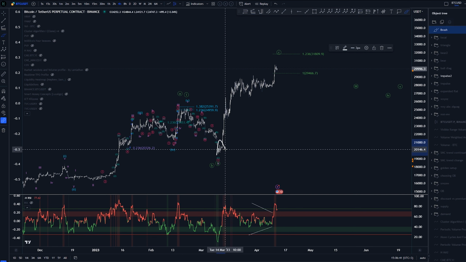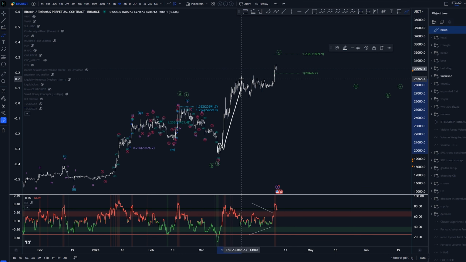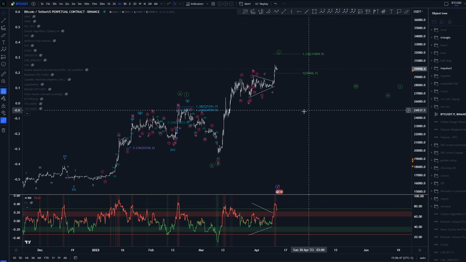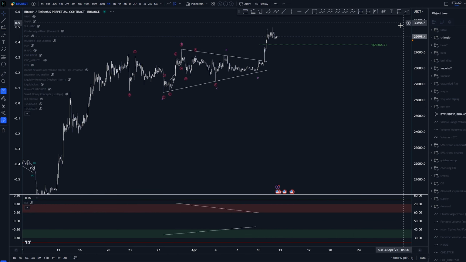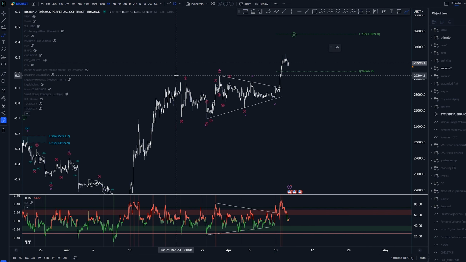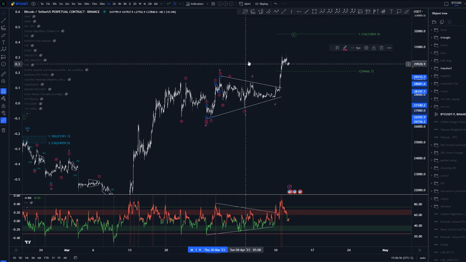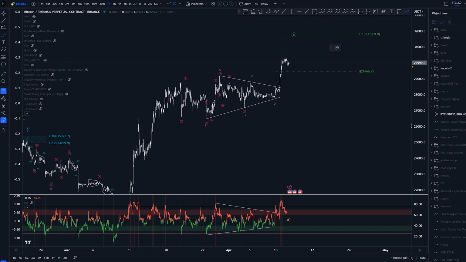We would probably have to label this as a 1, 2 here, some kind of 3, 4, and then 5 here, where the triangle is something like this that we were talking about previously. And this one we would have as an A, B, C, D, E, and then we'd be looking for upside, and that upside did come.